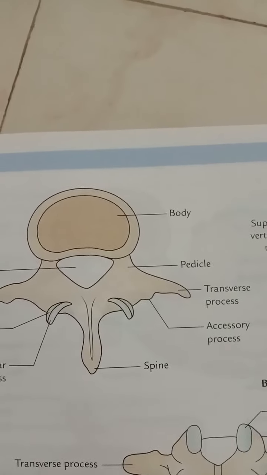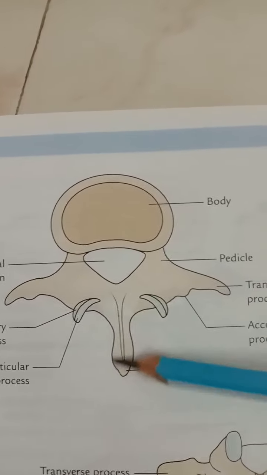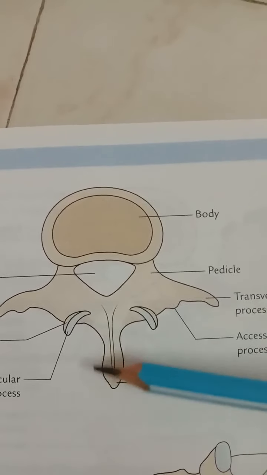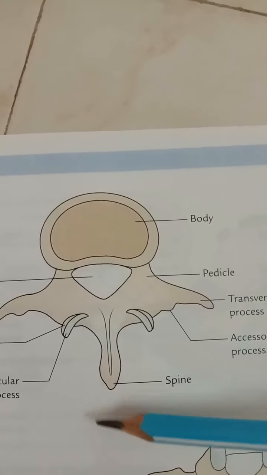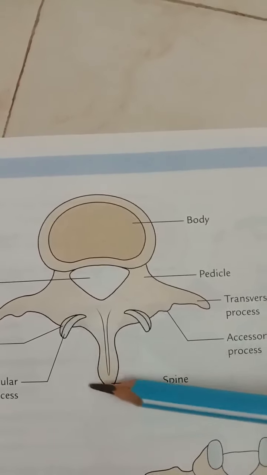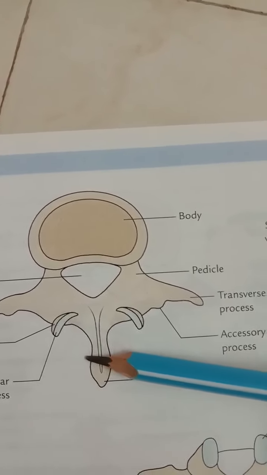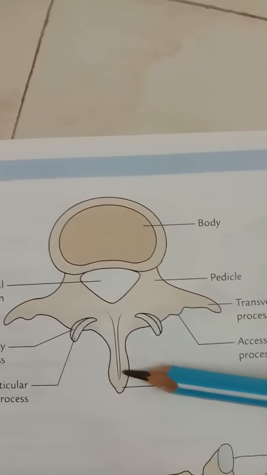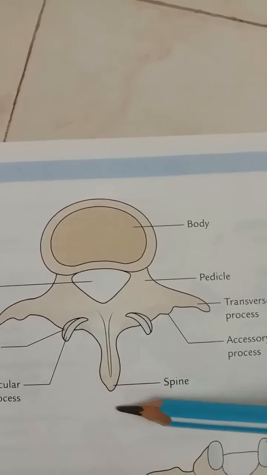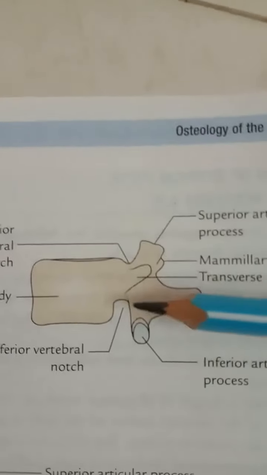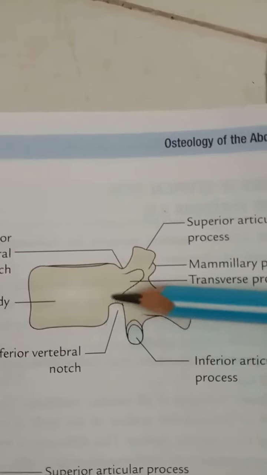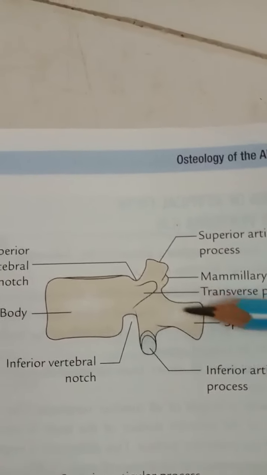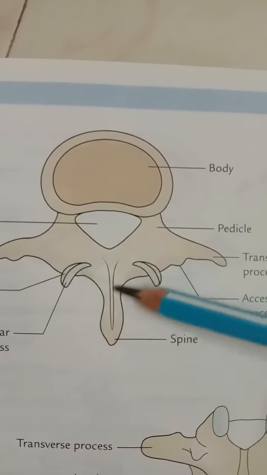Then the spine, or the spinous process. The spine forms a vertical quadrilateral plane which is directed almost backwards and only slightly downwards, and it is thickened along the posterior and inferior border. Here in the lateral view you can see the quadrangular shape of the spinous process, or the spine. This is the posterior view.